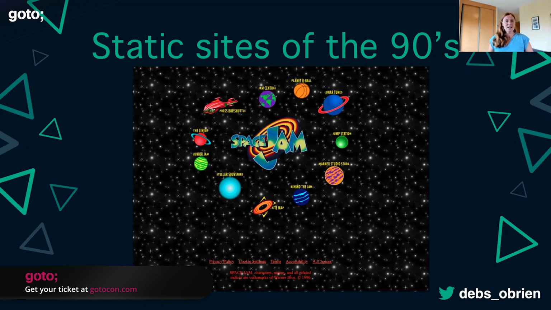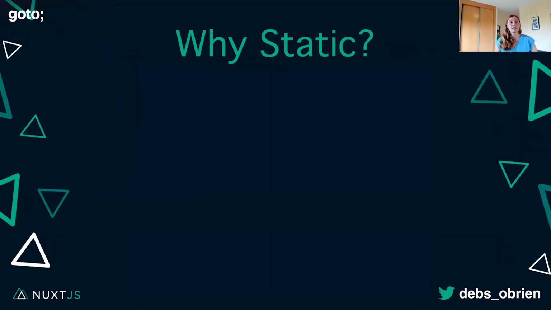So people think static sites, they think like Space Jam, content that isn't going to change and hasn't changed in 24 years. And that's the kind of misinterpretation of what static sites are. That's not what static sites are. And that's what I'm going to show you. But first of all, why should you think static, right? You've got your server-side rendered applications. They work. They're great. So why would I change from that to go static?